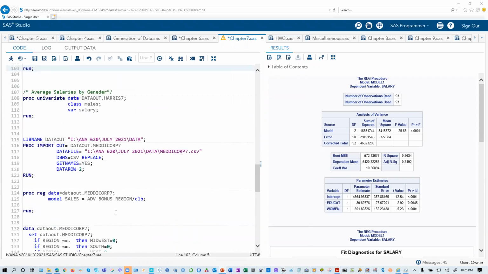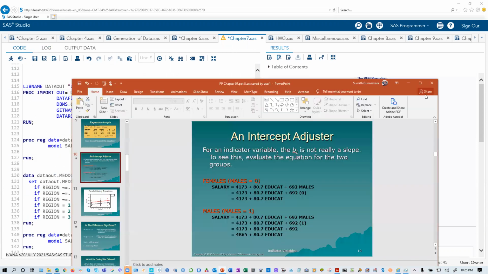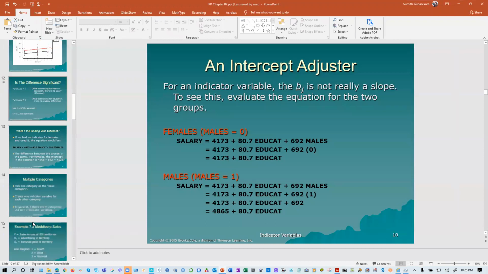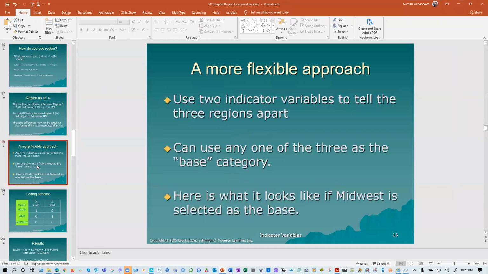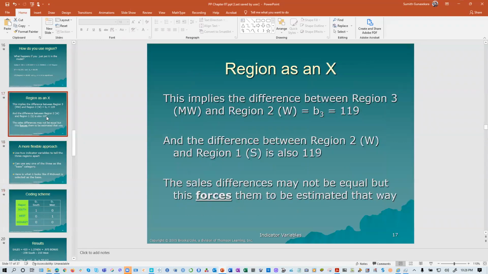So now look at this one. Here we have three options. As I mentioned in the beginning, since we are planning to have the region, this option can be tackled by some kind of a coding scheme.